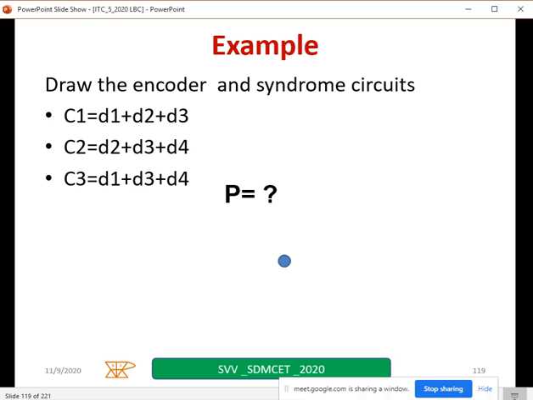Preeti has typed 111110101. Somebody has typed 4 bits, 111001111. Thank you to both of you. I'll wait for another student. 1100 0111 1011. I think Harsha and Shilpa are getting the same answer.